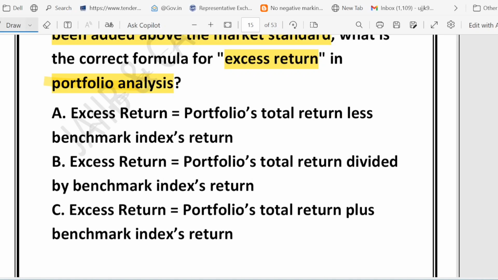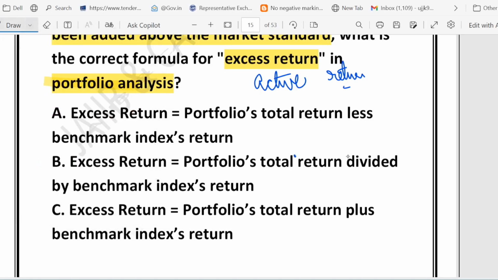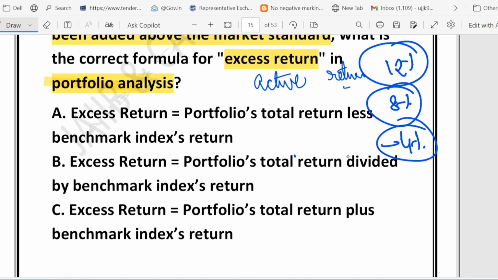Why? Because excess return is also called active return. Either you call it excess return or active return, both mean the same. It simply measures how much extra the fund made compared to the market. Imagine that your fund made 12% this year, and the benchmark index, let's say Nifty 50, made 8%. So how much excess return do you have? You have 4% excess return. This means your fund added 4% extra value above the market standard, and that is exactly what investors want to know. That's why option A is correct.